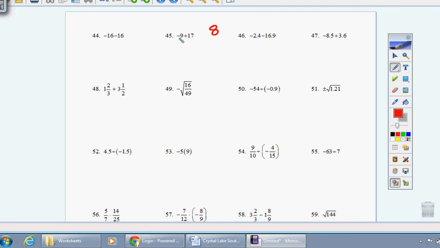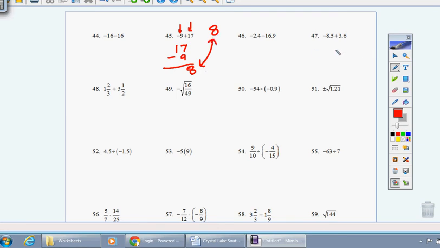The signs are different. The sign on the 9 is negative. The sign on the 17 is positive. So if the signs are different, I subtract them. 17 minus 9 is 8. And I keep the sign of the bigger number. What's bigger, 17 or 9? 17. So I'm going to keep that as a positive 8. So either way, whatever way works best for you, number line or trick.